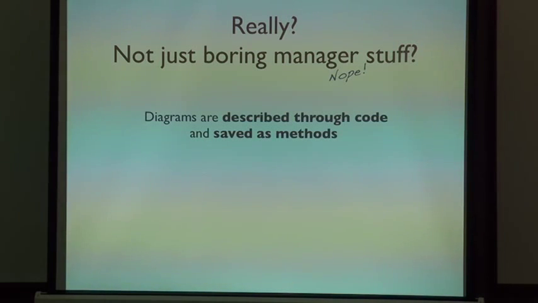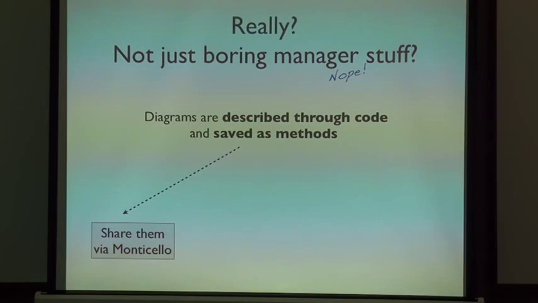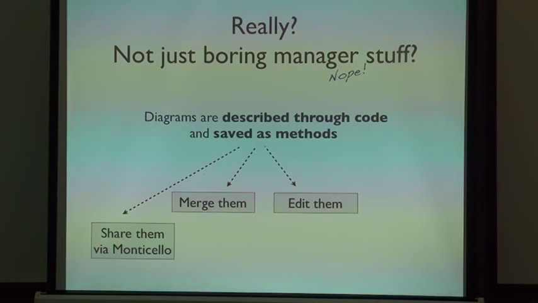When we are using Small UML, diagrams are described through code. They are built through code and are saved as methods. So this allows us to do nice things like share them via Monticello. They are not just pretty images. We can merge them when we use Monticello. We can edit them through code, and we can keep versions of the diagrams, like actual code.